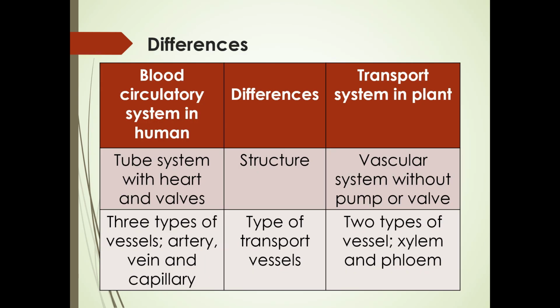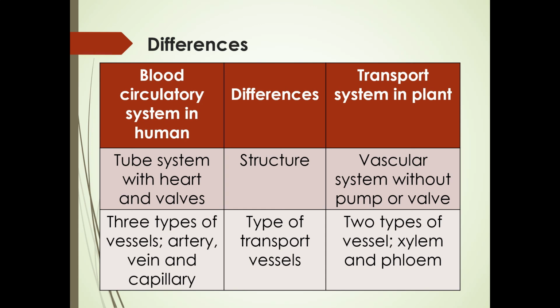The difference is from the structure. For humans, it's a blood circulatory system. In humans it is a tube system. We have a tube system with a heart and also we have valves. But in the plants, they have a vascular system. They don't have a pump or valves like us. They don't have a tricuspid valve or bicuspid valve. So valves they don't have. They only have a vascular system.